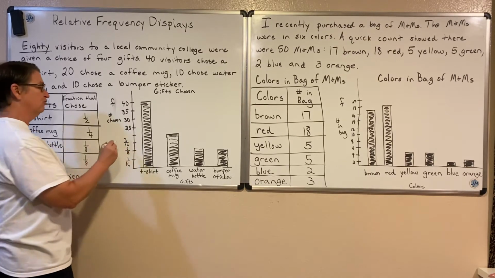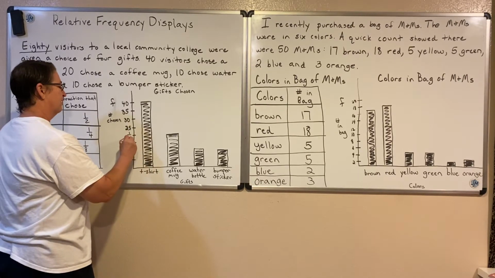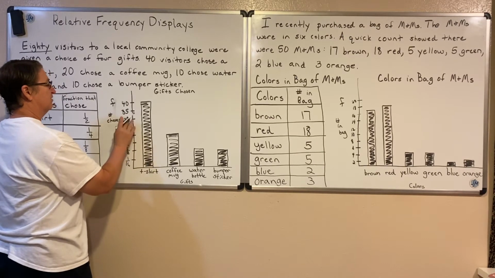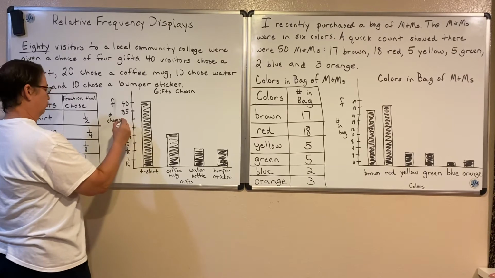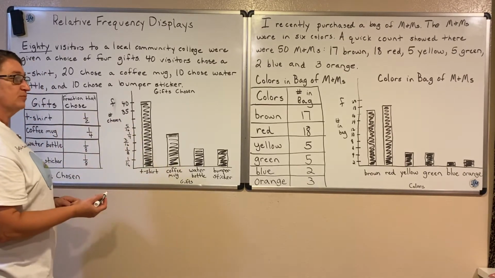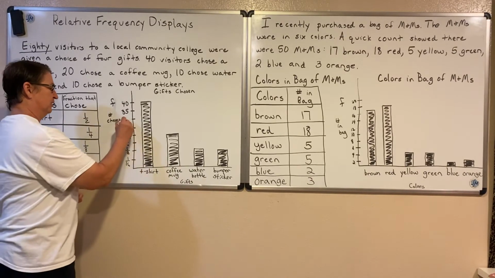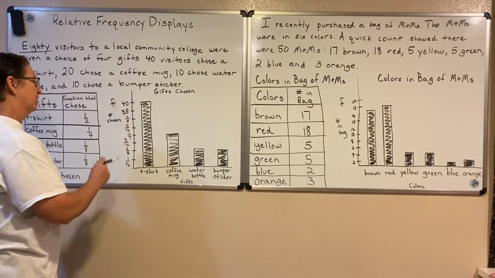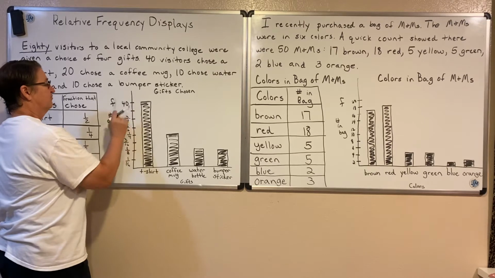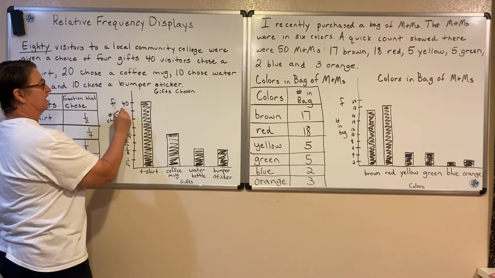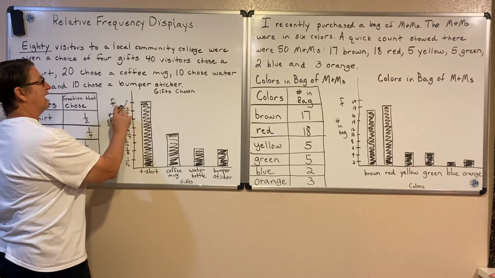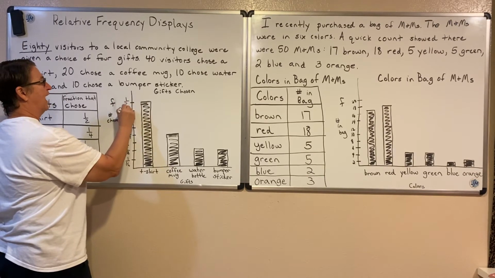4/16 does reduce to 1/4. The next one is 5/16. Then 6/16, which reduces: 2 goes into 6 3 times, and 2 goes into 16 8 times. So 5/16, 6/16, 7/16, and then the last one is 8/16 or 1/2.